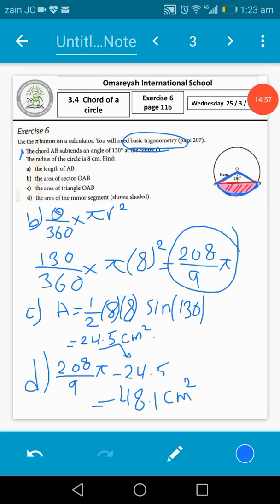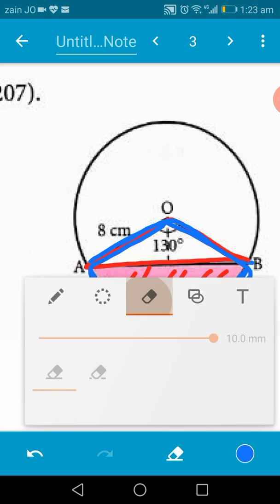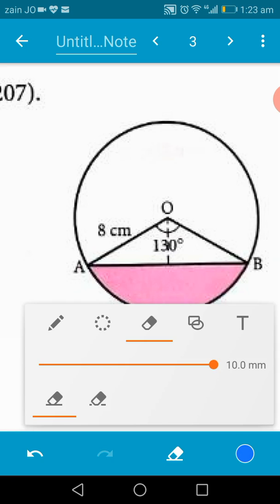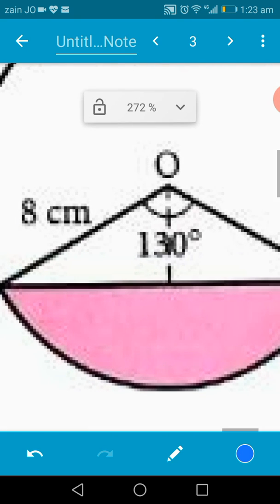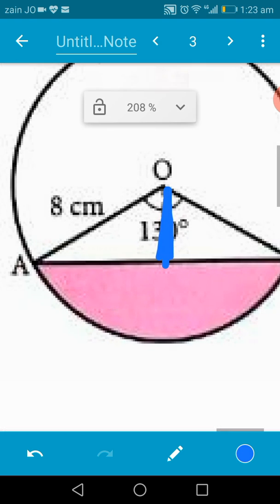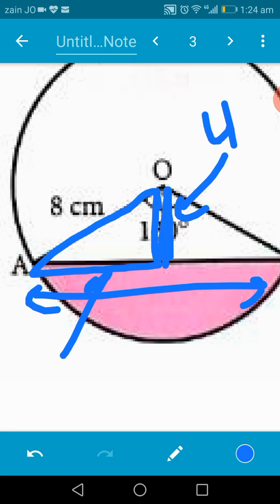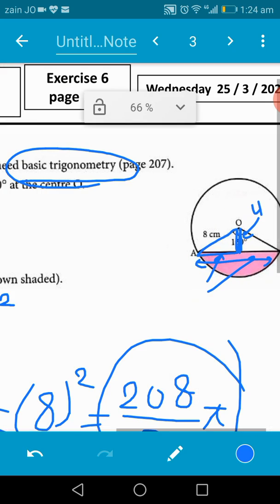About part A again, teacher. Part A, why can't we find the chord AB? If this line is given, if the length of this line is given, you can find the chord AB without rules in trigonometry. Why? Because if this one is given, suppose it was 4 centimeter, you can use Pythagoras and find this side, then times 2 you can find the length of AB. Okay? But this is just quick information.